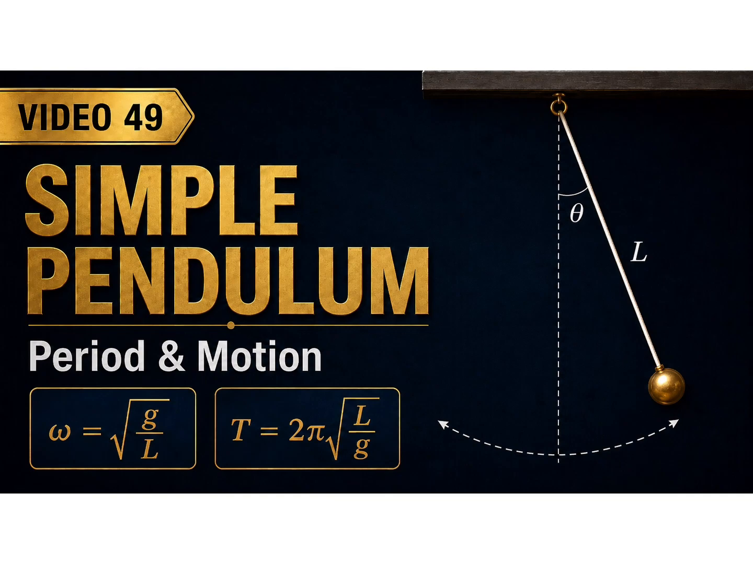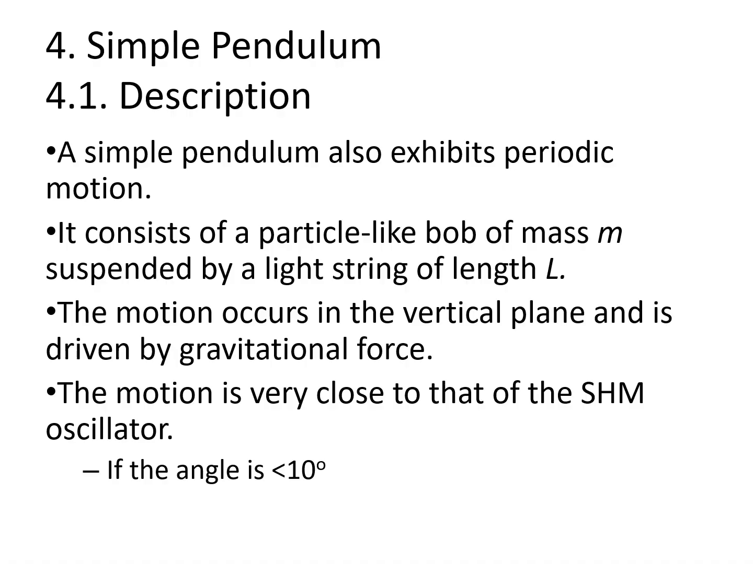In this video, we will see why a pendulum is closely connected to simple harmonic motion and how to calculate the length needed for a desired period. A simple pendulum is a model of periodic motion. It consists of a small particle-like bob of mass m suspended from a light string of length L.